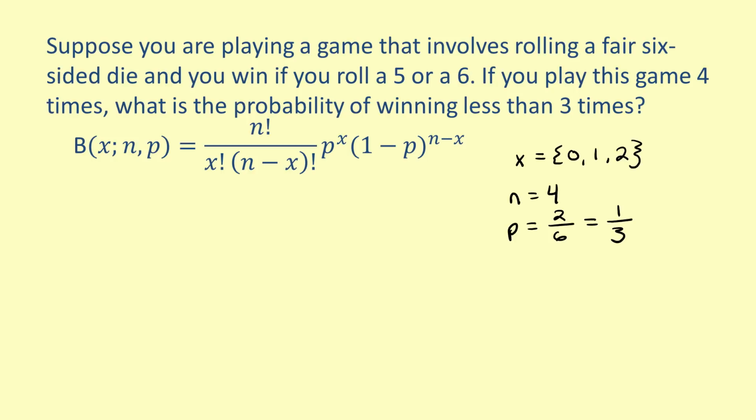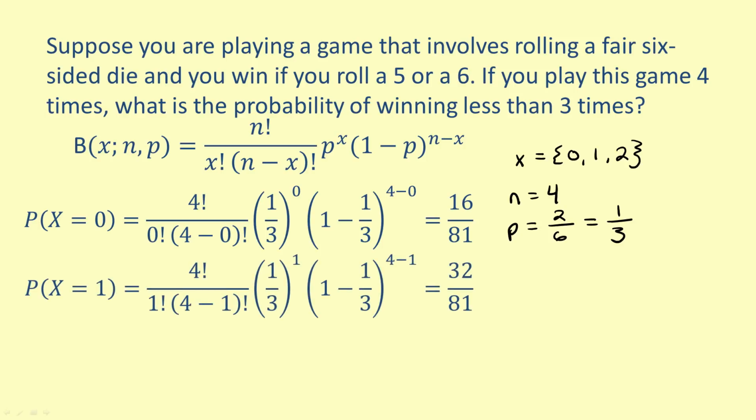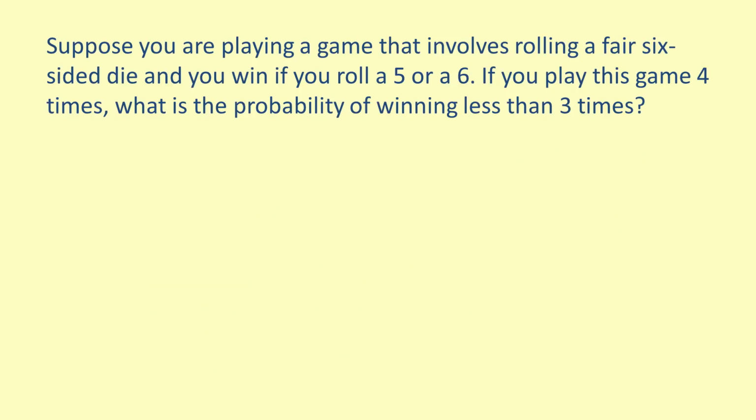To find the probability that the number of successes is fewer than 3, we can find the probabilities of 0, 1, and 2 successes separately and then add those probabilities together. To find the probability of 0 successes, we substitute 0 for x in our formula and get a result of 16 over 81. To find the probability of 1 success, we substitute 1 for x in our formula to get a result of 32 over 81. To find the probability of 2 successes, we substitute 2 for x in our formula and get a result of 24 over 81.